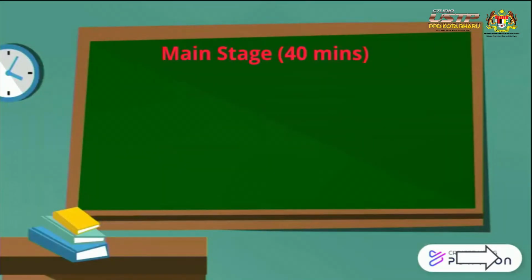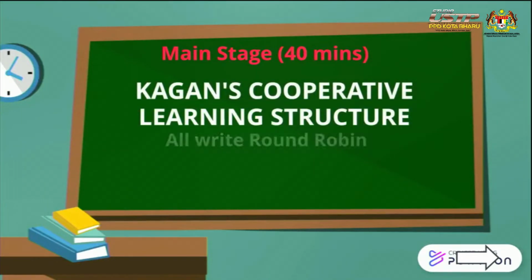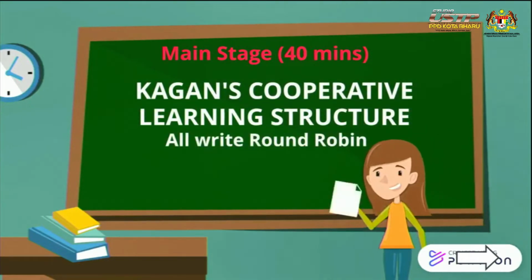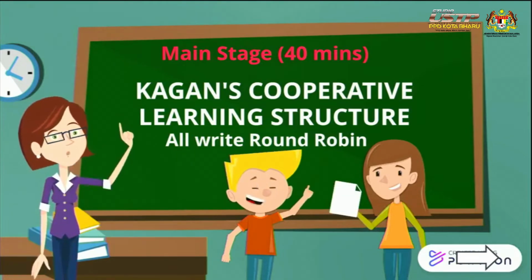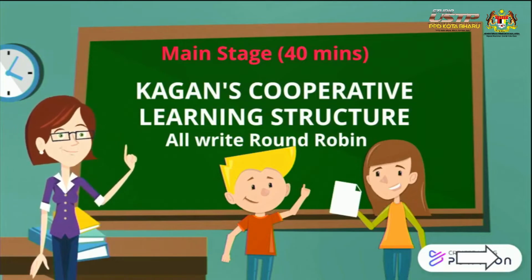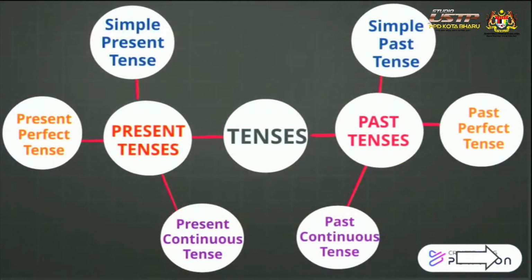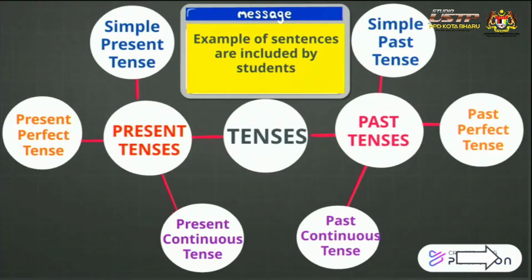For the main stage, using Kagan's cooperative learning structure, Write Round Robin, the pupils share their answers. They are encouraged to give reasons and justify their answers. The teacher then checks all the answers with the pupils. The pupils return to their small groups and are asked to draw a double bubble map of the two families of tenses, which are the family of present tenses and the family of past tenses. They are encouraged to include examples of sentences in the double bubble map.